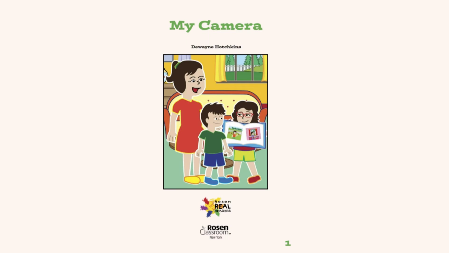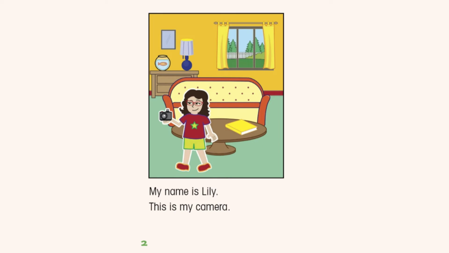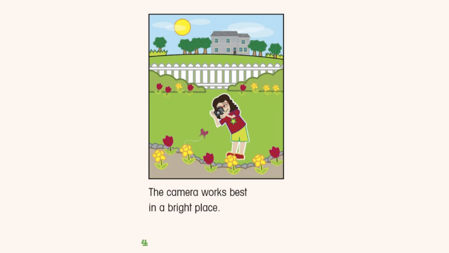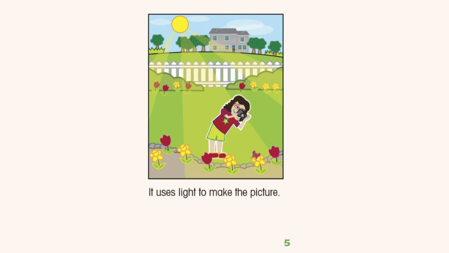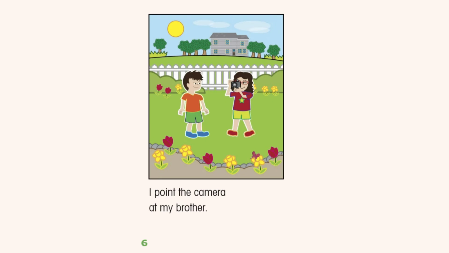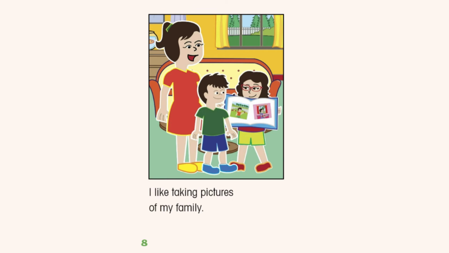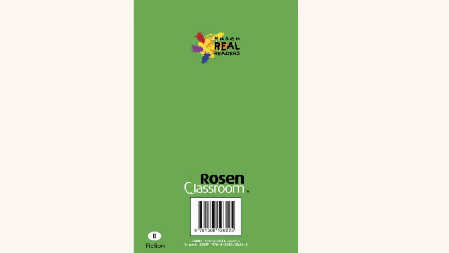My Camera by Dwayne Hodgkins. My name is Lily. This is my camera. I like to take pictures. The camera works best in a bright place. It uses light to make the picture. I point the camera at my brother. I push the button. Click. I like taking pictures of my family.